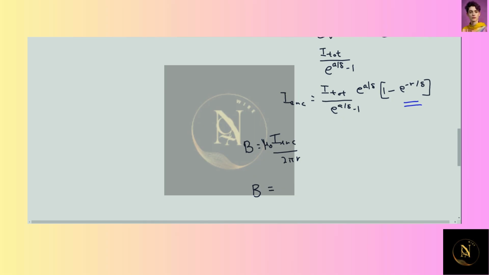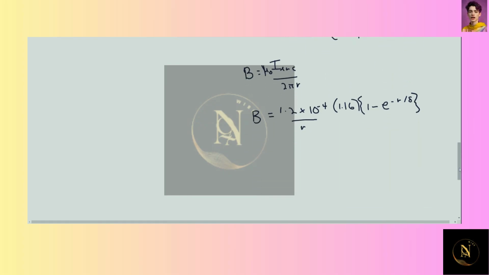We get basically 1.2 times 10 to the minus 4 over r times 1.16. And then the functional form as a function of r. And we can further simplify this down. Of course, B is going to be in Tesla if the r is in meters, not in centimeters.